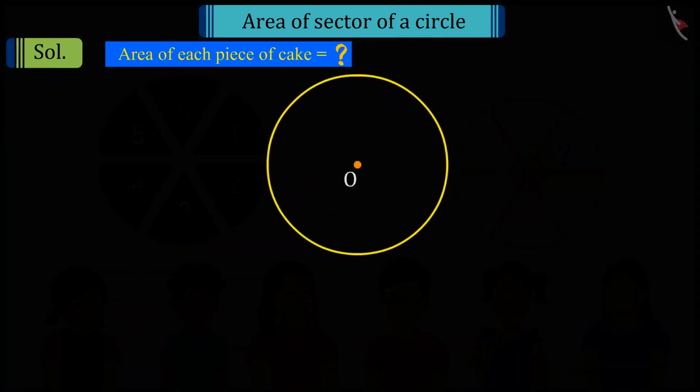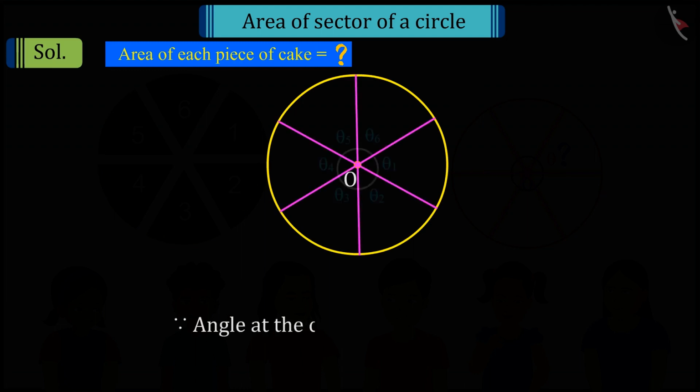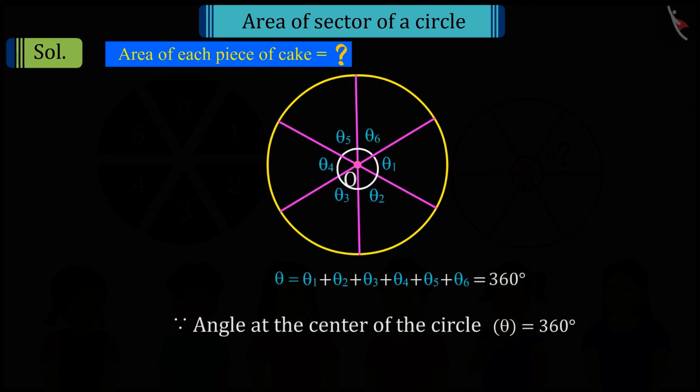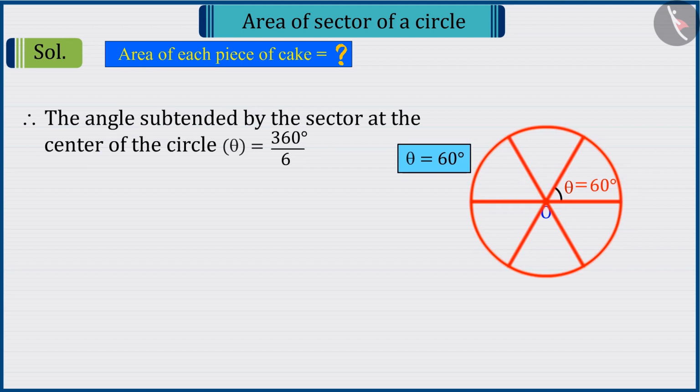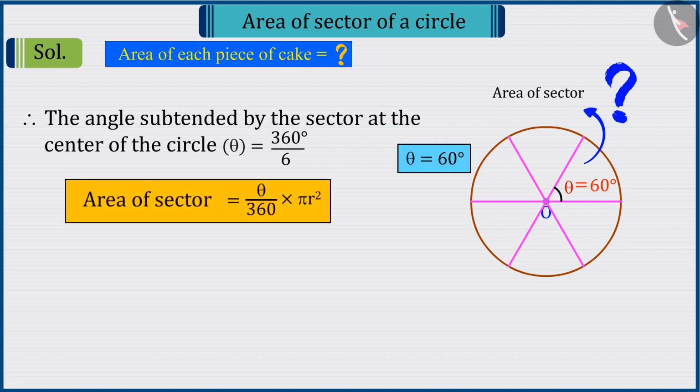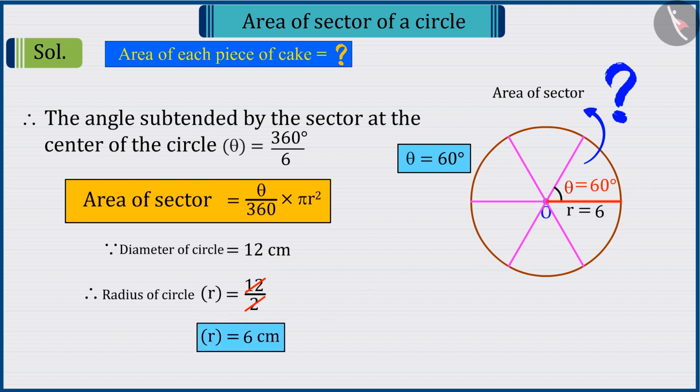Absolutely correct, because we know that the sum of the total angles at the center of a circle is 360 degrees, and we are dividing the cake into 6 sectors, so the angle subtended by each sector at the center would be 60 degrees. Since we have to find the area of each piece of cake, that is, the area of each sector, so for the area formula of the sector, we need the radius. Now by assuming the value as r, we get the radius as 6 from the diameter of the cake.